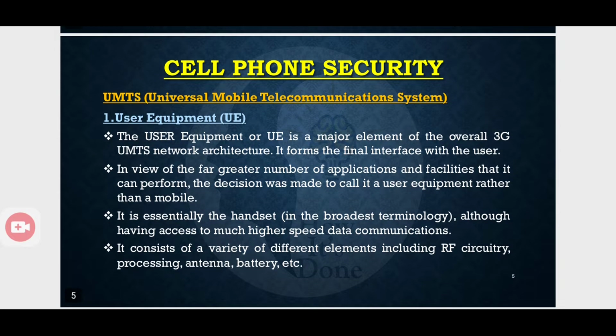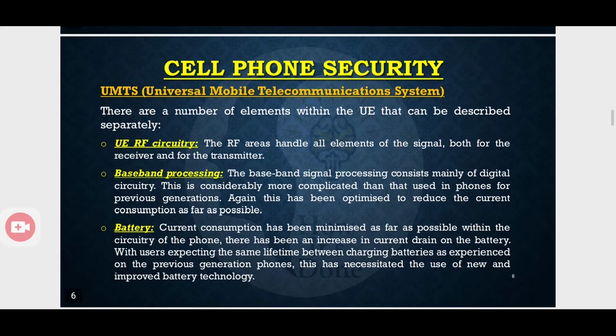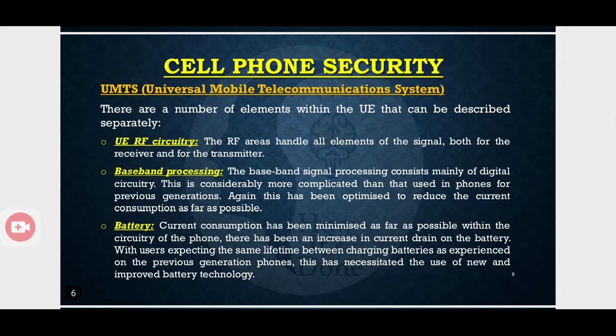The user equipment, UE, is the major element, which may be a mobile or a cell phone. In view of the far greater number of applications and facilities that it can perform, the decision was made to call it user equipment rather than a mobile. It is essentially the handset, although having access to much higher speed data communication. This user equipment contains a number of components like RF circuitry, processing, antenna, and battery. The RF circuitry handles all the elements of a signal, both for the receiver as well as the transmitter.